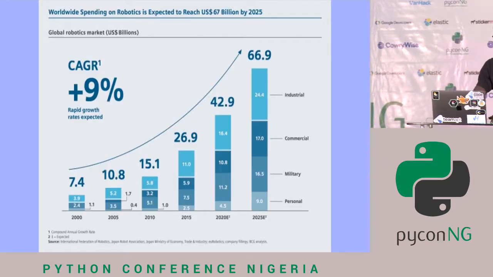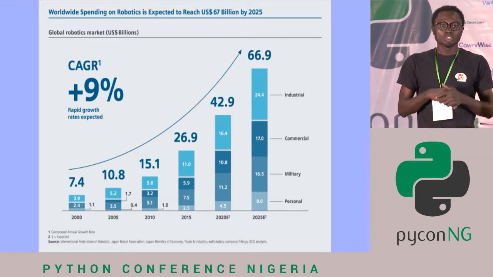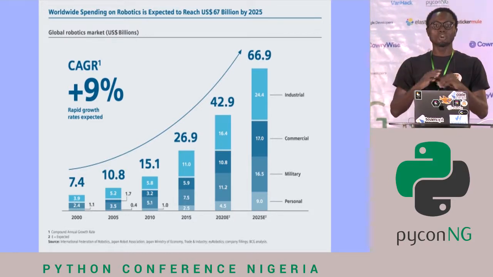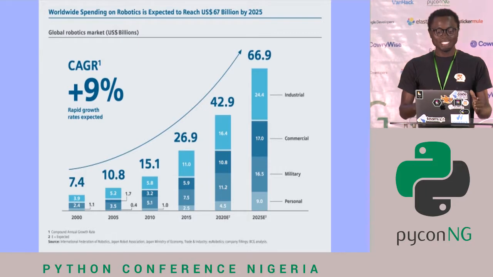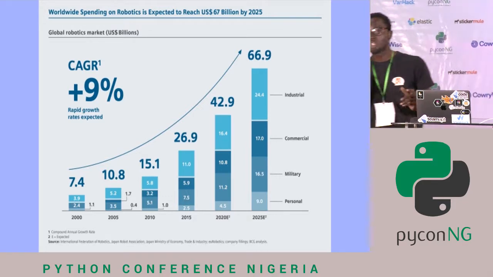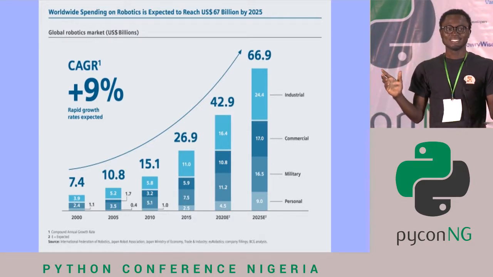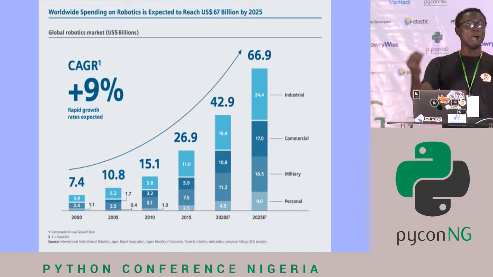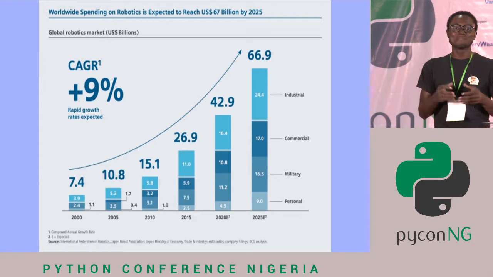So let's move on. By the year 2025, it is expected that global spending on robotics will be 66.9 billion US dollars, and currently it is between 15.1 and 26.9 billion US dollars. And Nigeria is not even contributing any at all. So it means we have a problem. We need to take all our money that is just hanging everywhere, that Python is swallowing, and invest it in robotics, guys.